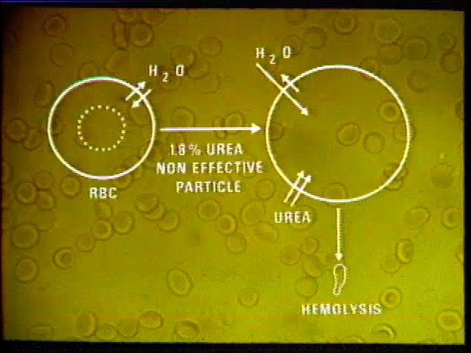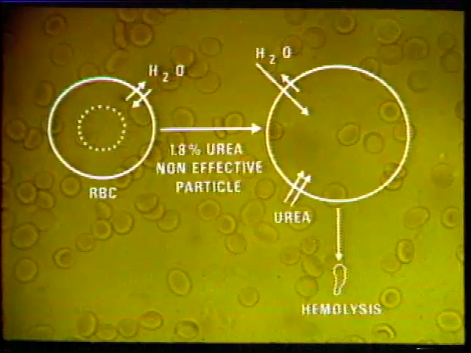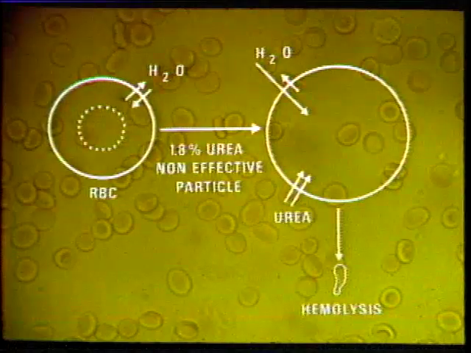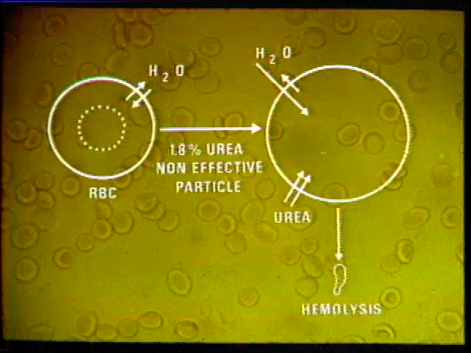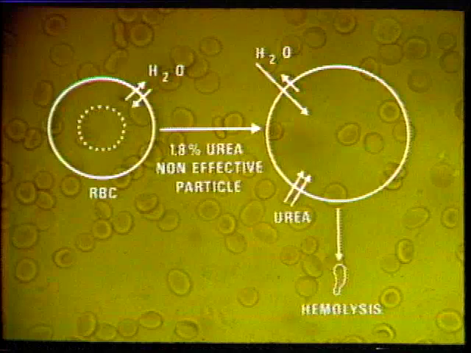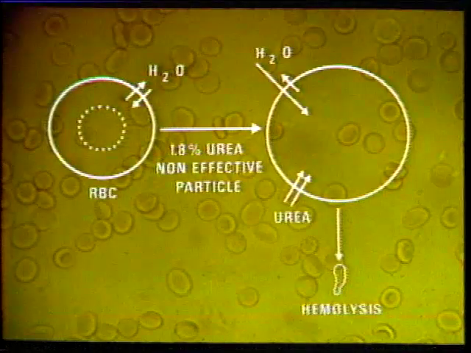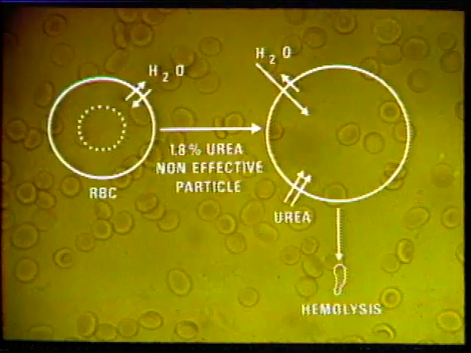1.8% urea is added. The urea diffuses into the cell at a greater rate than it is coming out. It diffuses very rapidly because urea is a non-effective osmotic particle. Therefore, water also diffuses at a very rapid rate, and the cell becomes swollen, misshapen, and eventually hemolysis will occur.